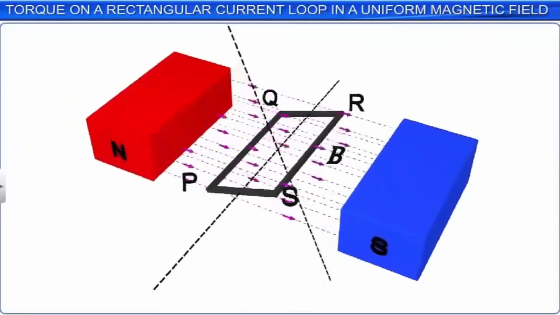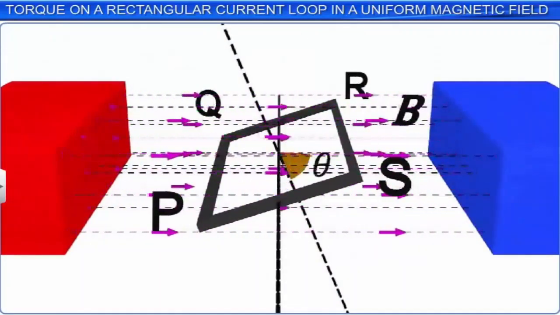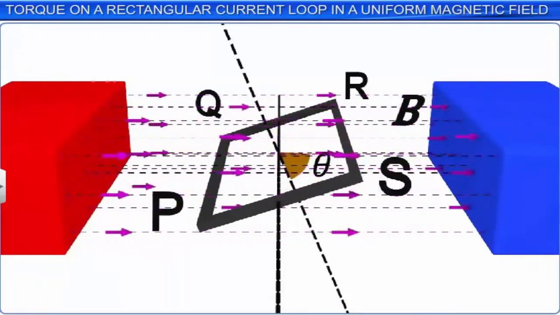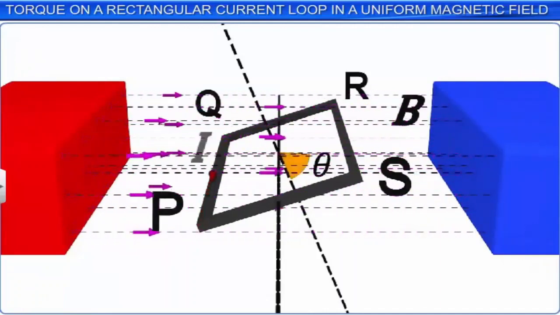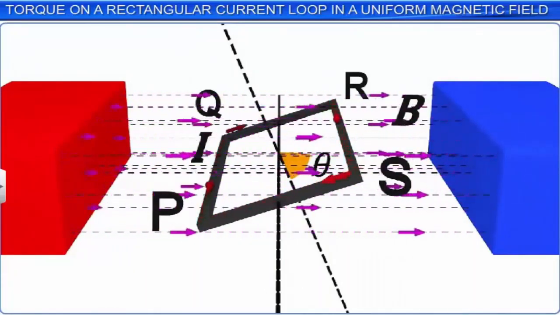Now let us consider another case where the magnetic moment makes an angle theta, other than 90 degrees, with the direction of the magnetic field. That is, the angle between the directions of the area vector and the magnetic field is other than 90 degrees. When the current passes through the rectangular loop, the magnetic field exerts some force on the sides of the rectangular loop as discussed earlier.